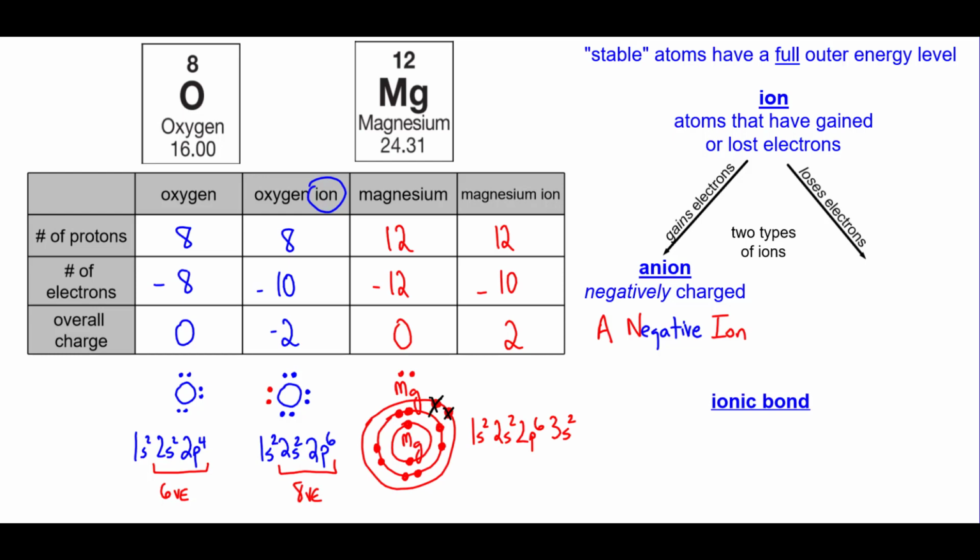But when we lost these 2 electrons right here, that means this part of the electron configuration is gone now. And so by losing those 2 electrons, this part of the electron configuration is the same as neon. In other words, these 8 electrons right here are a stable octet. Now magnesium for this would be called a cation because it's lost some electrons and it's positively charged.